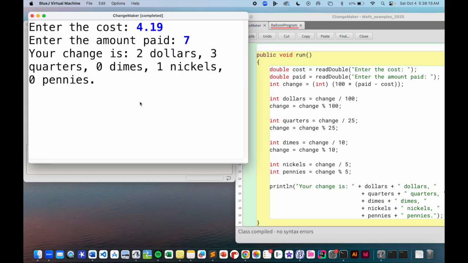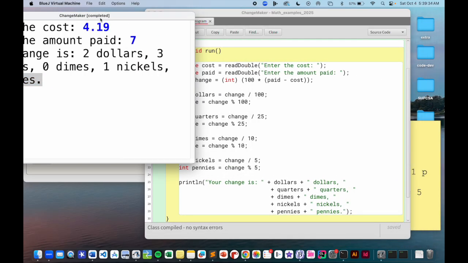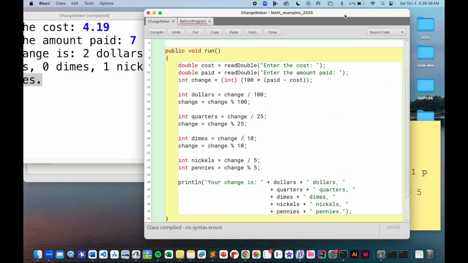If you actually look at this, $4.19 paid with $7 should be $2.81. And there's something actually wrong with what my change is. If you look at it closely, you'll see that I actually lost a penny somewhere along the way. So there's something a little bit weird going on here. And let's actually think about what's happening.